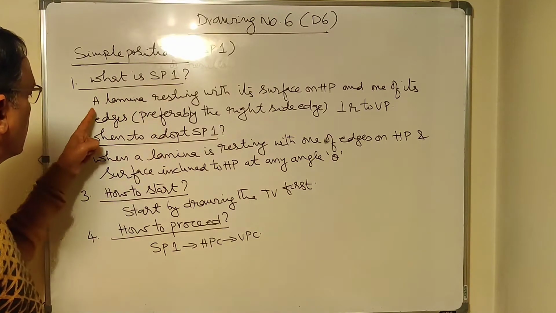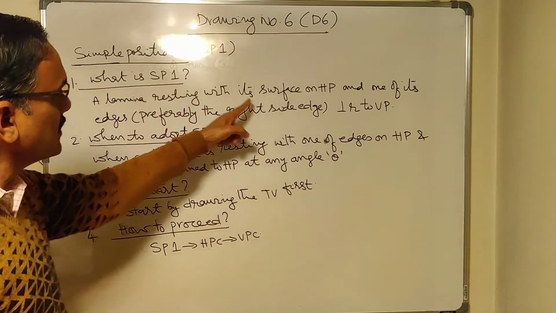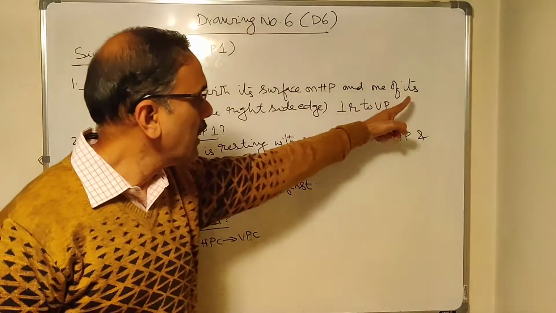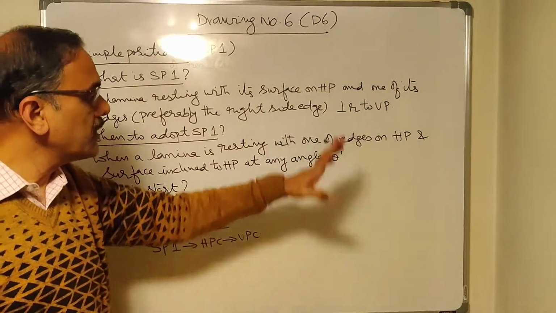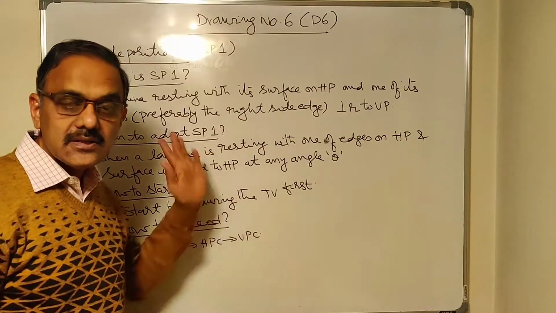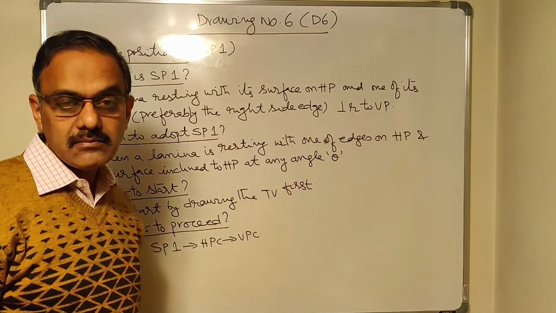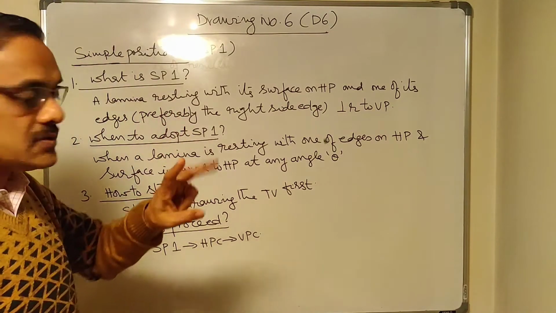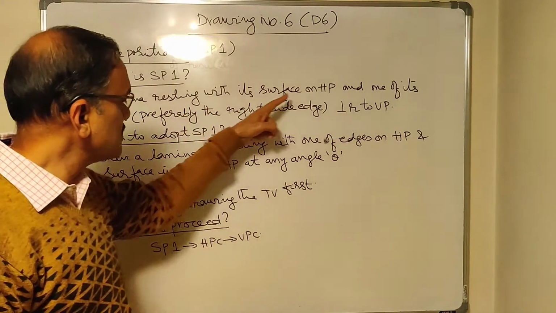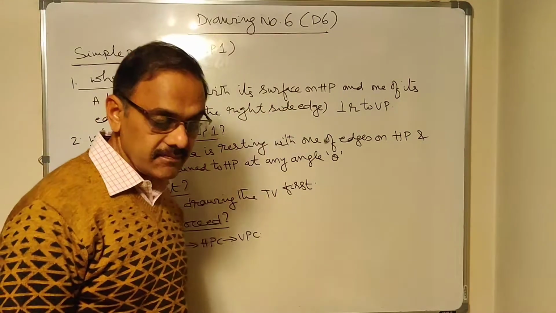It says a lamina resting with its surface on HP and one of its edges, preferably the right side edge, perpendicular to VP. This is how I have to place my lamina. How should I place it? There are two conditions. One is it is resting with its surface on HP.